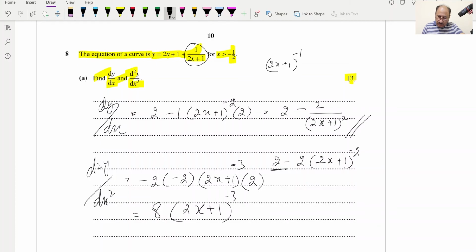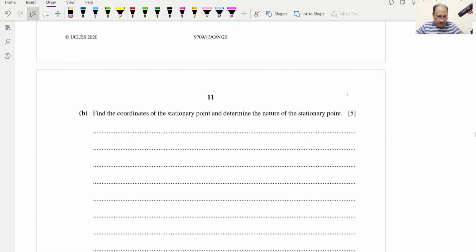raised to the power minus 3, which we can write as 8 over 2x plus 1 cubed, and this will be the second order derivative which we are done. And this was the 3-mark question. Hopefully you got this. A part is done. Now we can move to the B part.